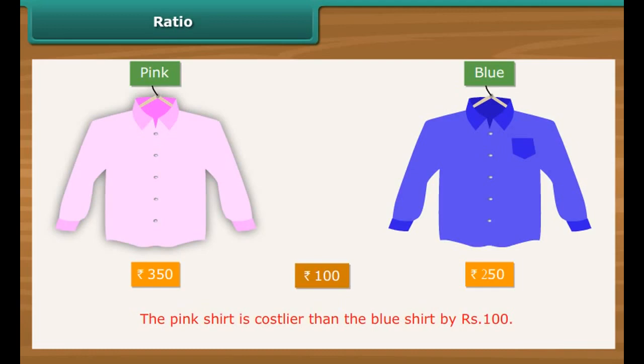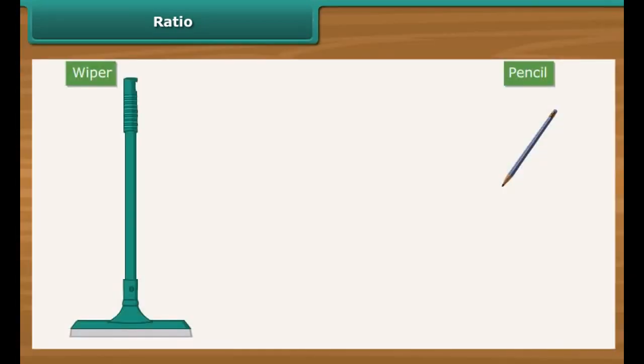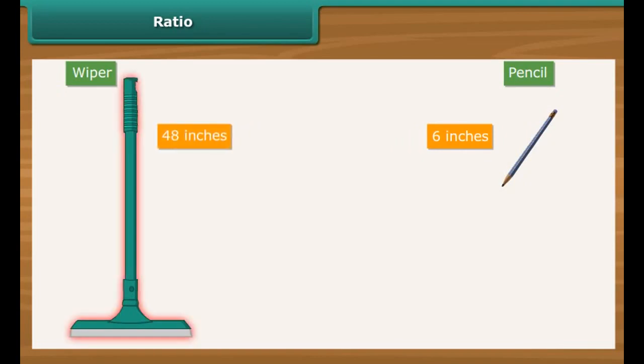Comparison by difference does not make sense when we compare quantities and values that are wide apart. For example, suppose we compare a 6-inch long pencil with a 48 inches long wiper. The wiper is 42 inches longer than the pencil. However, the difference does not bring out clearly the extent of variation in the lengths of the wiper and the pencil. How else do we express the variation?